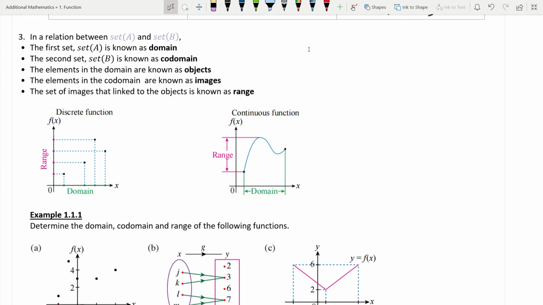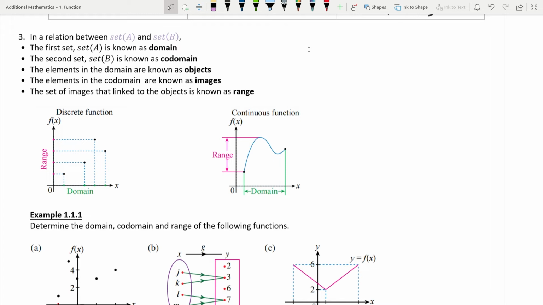In a relation between set A and set B, the first set, set A, is known as the domain. The second set, set B, is known as the codomain. The elements in the domain are known as objects, whereas the elements in the codomain are known as images. The set of images that link to the objects is known as the range.